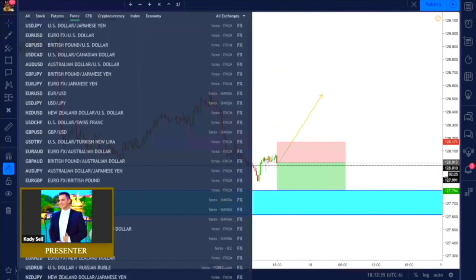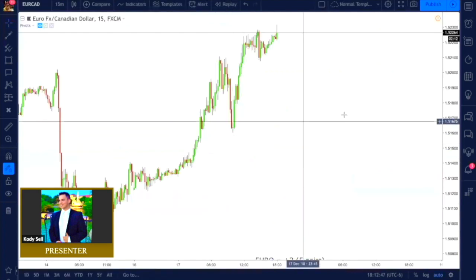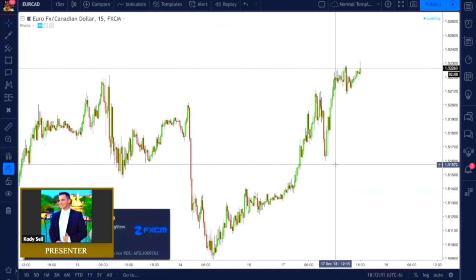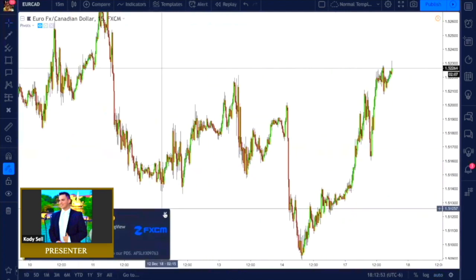So let's take a look at another euro pair. So far, we haven't had a single euro correlating pair that gave us the same feel that we were getting on EURUSD. Let's take a look at EURCAD. EURCAD, okay. Boy, we are bullish as hell on EURCAD.